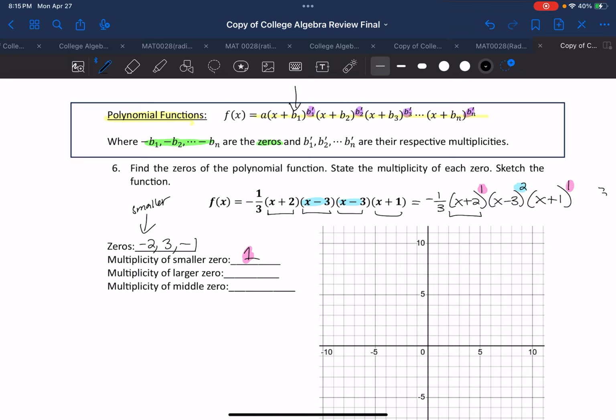Multiplicity of the larger zero, that would be the 3. That's the largest number out of those 3 zeros. And that multiplicity was 2, because that's the exponent of that factor, where that zero came from. And then the last one, multiplicity of the middle zero, would be the negative 1, and that would also be 1.